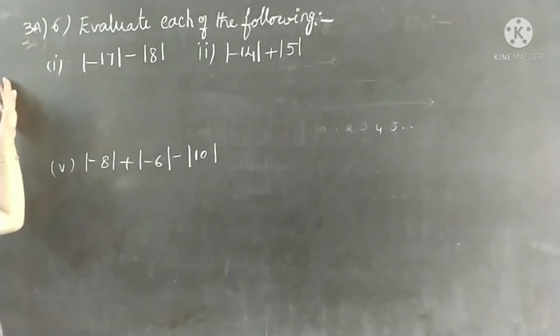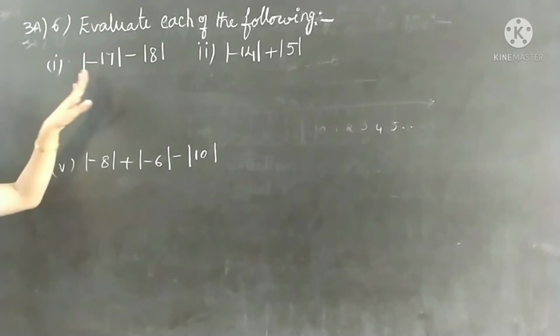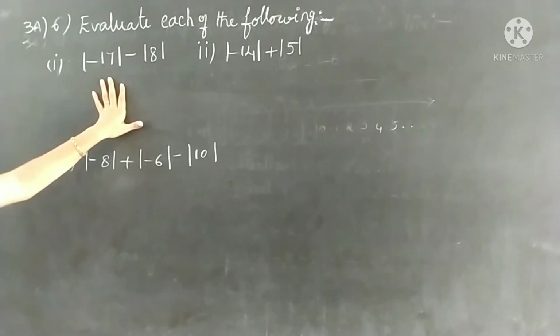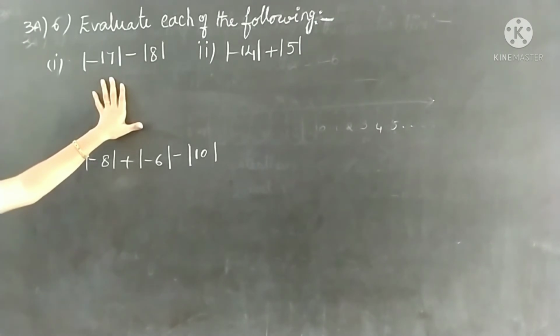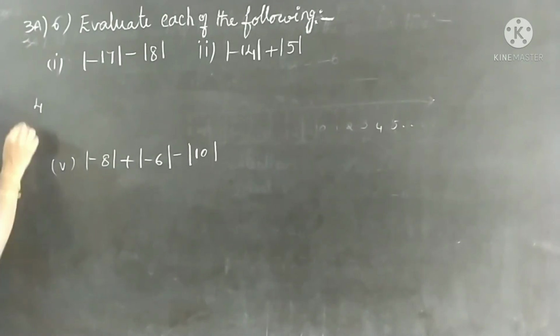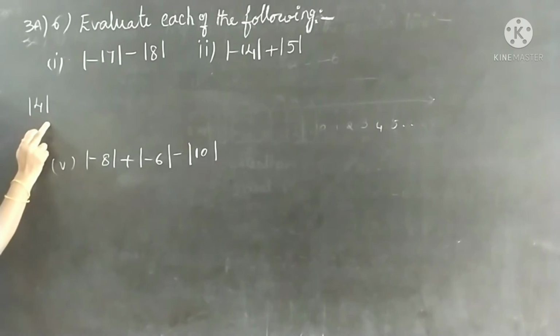Now see the next one. Evaluate each of the following. So here you have to find out the absolute values. We learned about absolute value. Absolute value means, if you have any number, you have to apply mod here. These 2 lines will be called mod.